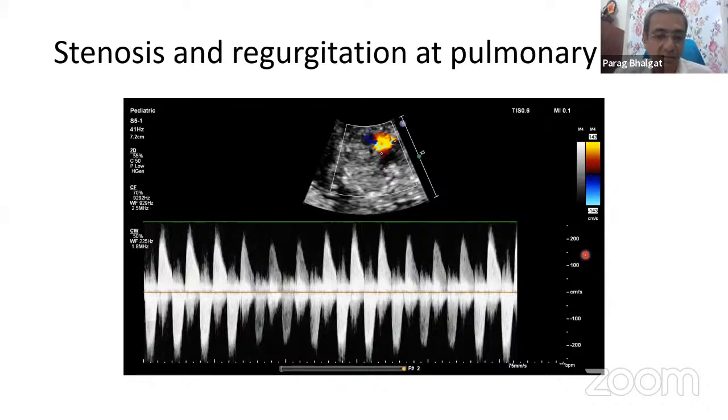This is the continuous wave Doppler from a cardiac probe. This is stenosis. The gradient is almost 30-35 mmHg. This is a regurgitation jet. PS, PR jet. This is pulmonary stenosis. This is pulmonary regurgitation.